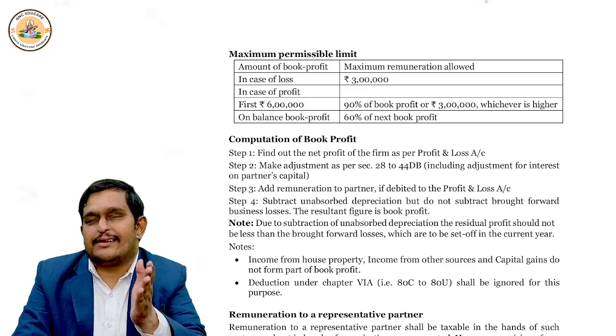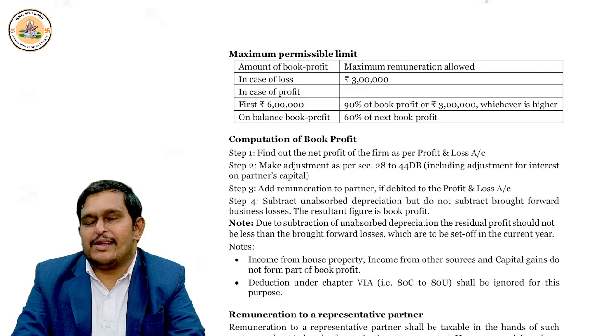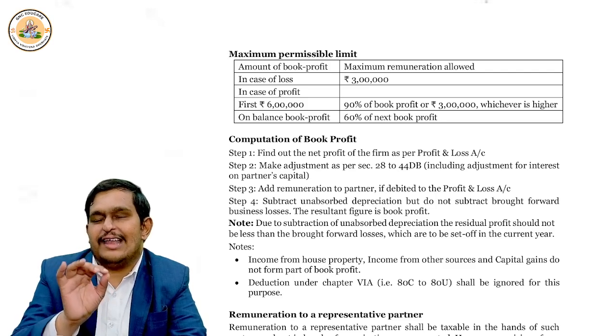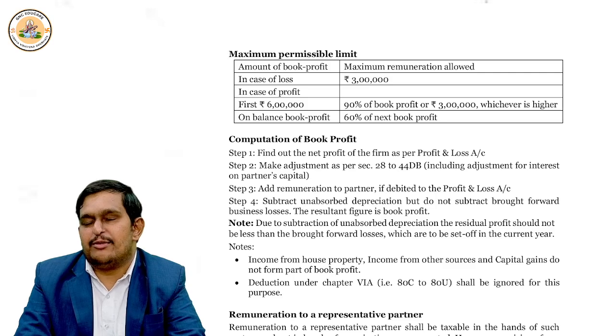In that case, up to the first 6 lakhs of profit, the treatment is different, and for the surplus after 6 lakhs, if additional profit is there, the treatment is different. Suppose you got around 15 lakhs profit. For the first 6 lakhs, it is 90% of the book profit, or rupees 3 lakhs, whichever is higher. Here 15 lakhs is the profit, so you take 6 lakhs. 6 lakhs into 90% comes to 5 lakhs 40,000, or 3 lakhs, whichever is higher. So obviously 5 lakh 40,000 is the allowable remuneration.